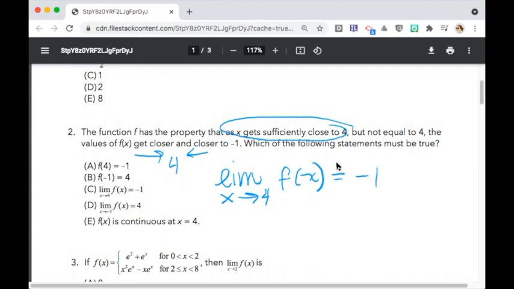They could say as x gets sufficiently close to 4 from the right side, or from the right or the left, but it just says to 4, so you're assuming from the left and the right side. So the answer to this one should have been C.